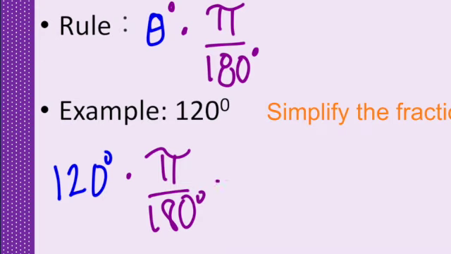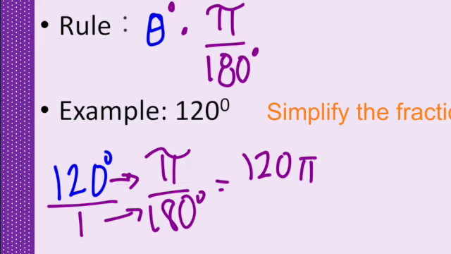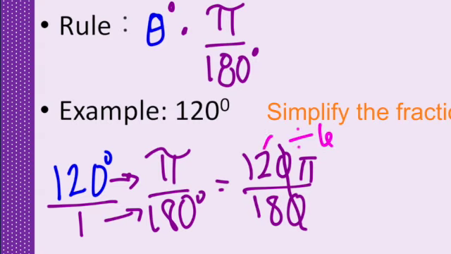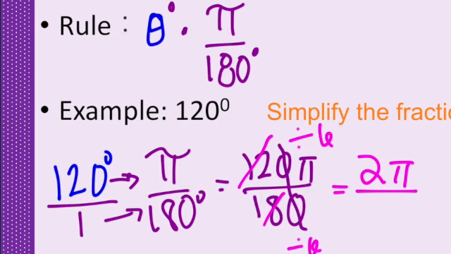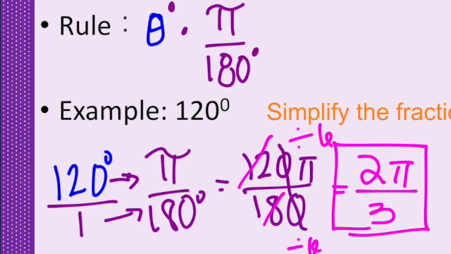So let's go ahead and do that. I'm going to multiply straight across. Let's put a 1 under here. I'm going to multiply straight across to end up with 120 pi over 180. And then I'm going to look to simplify. I can divide both by 10, so getting rid of the zeros. And then let's look for another way to simplify 12 and 18. Well, both can be divided by 6, right? I can divide 12 by 6, and I can divide 18 by 6 as well. And that would leave me with 12 divided by 6 is 2, and 18 divided by 6 is 3, so I have 2 pi over 3, and now I have the equivalent radian.